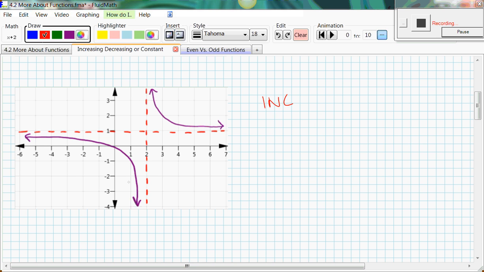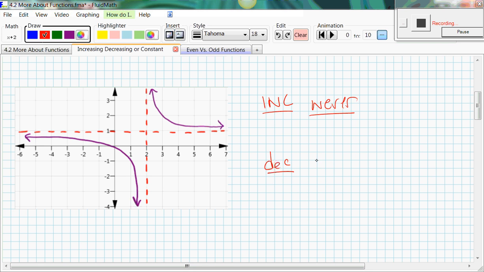Well, let's see here. For values of x, as I move from left to right, all the values of x are constantly decreasing, right? They're getting smaller and smaller and smaller. So this thing is increasing never. It's never actually increasing anywhere on the graph, but it is decreasing everywhere on its domain.